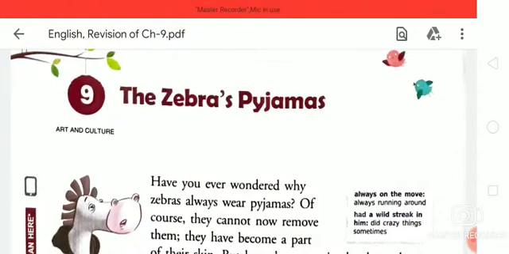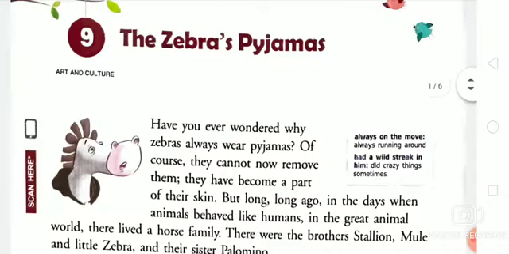Dear students, in my previous video I have already explained this chapter to you and its word meanings. So today I am going to explain the remaining exercises of this chapter. Okay students, today we are going to revise the exercises of chapter number 9. For that, take out your New Jam English Reader book and open chapter number 9, the Zebra's Pajamas.